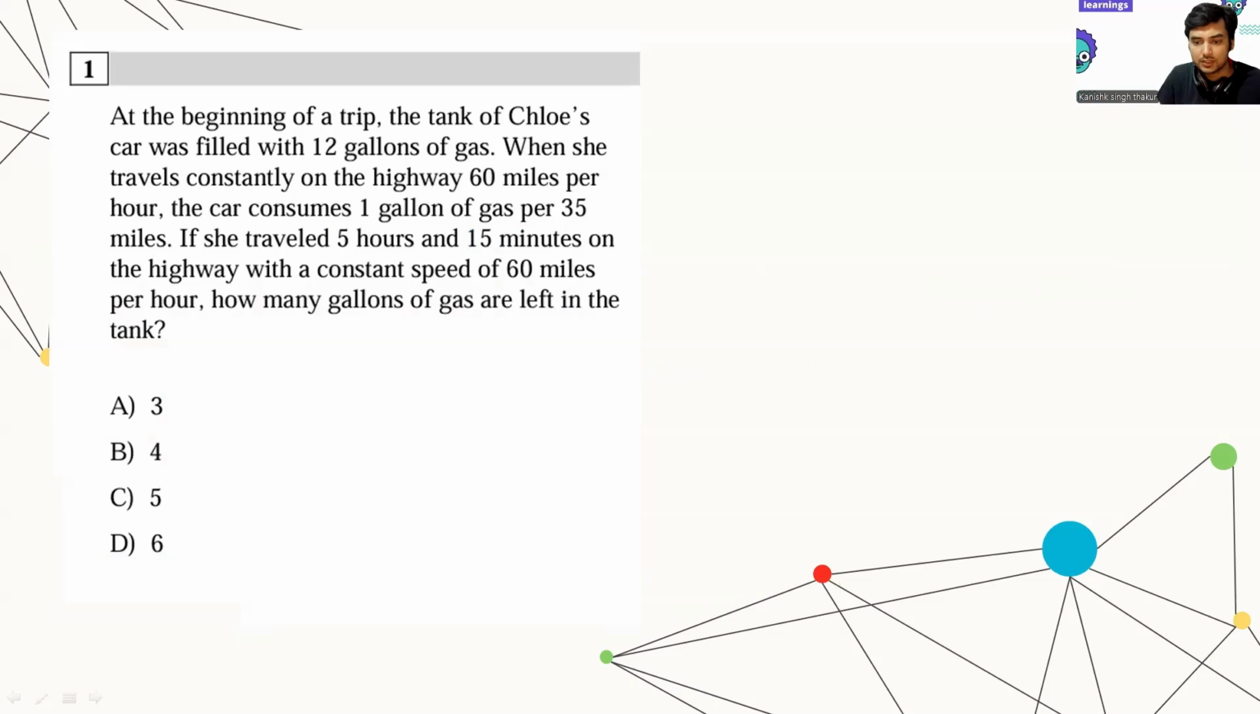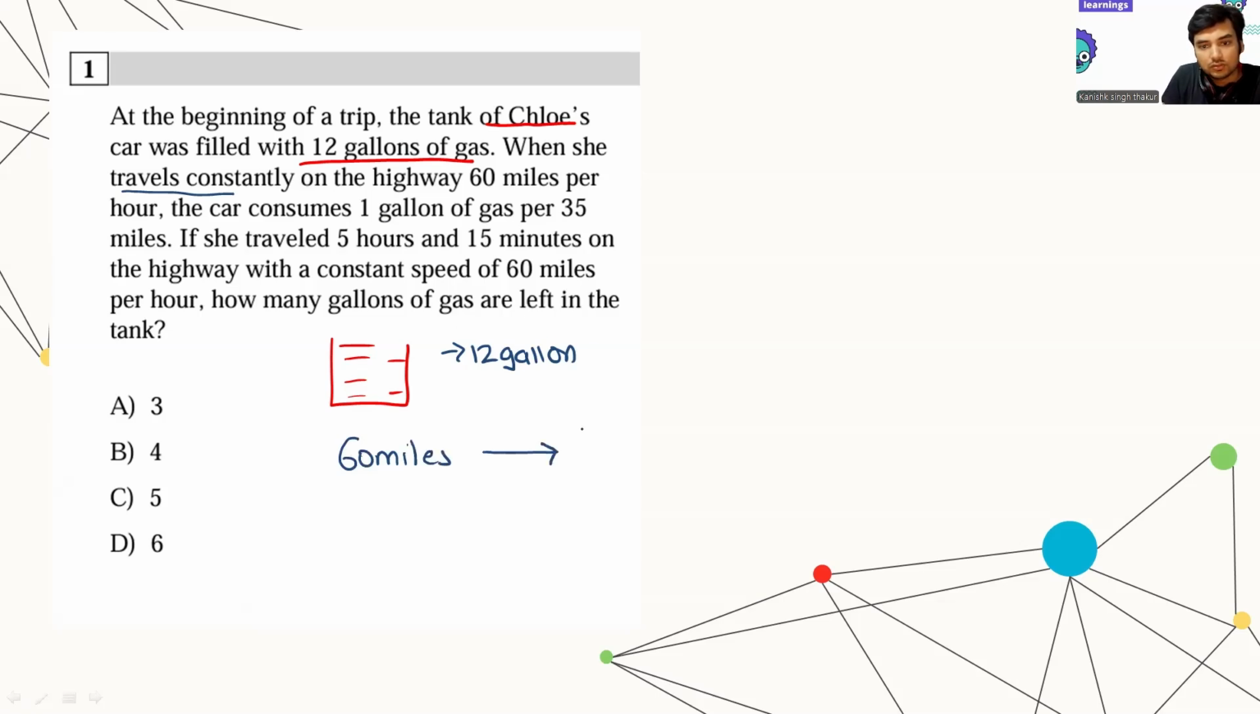So let's do this question. It is asking that at the beginning of the trip, the tank of Glow's car was filled with 12 gallons of gas, right? Initially, there was this tank, and it is filled with 12 gallons of gas. Total it is there in gallons. When she travels constantly on a highway at 60 miles per hour, the car consumes gas.